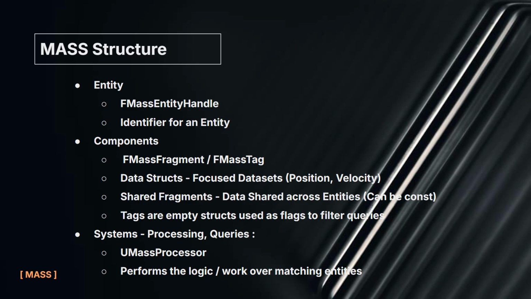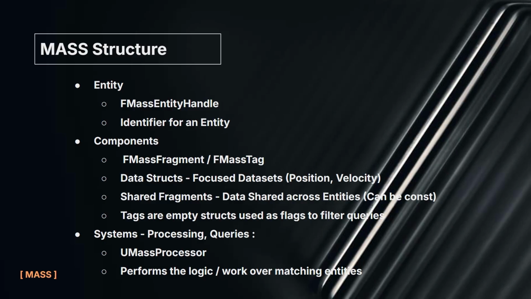And then the components in Mass are called fragments, like I mentioned before. But there are also Mass tags, and these are just structs as well. So these are your core data structs. Think of these as containers for the variables that you'd normally have on an actor. They're now just in a struct, and you can create a fragment for those. Like a transform, for example, on an entity might be a fragment, and it'll have the data inside, either a transform or position and velocity like I had there.